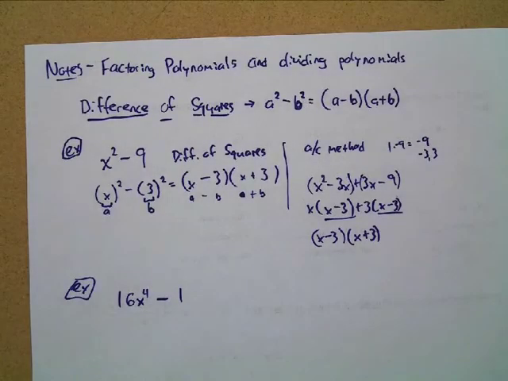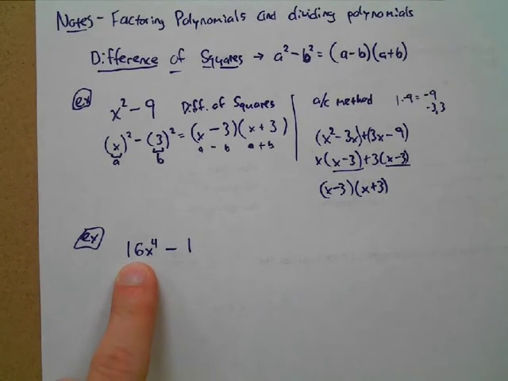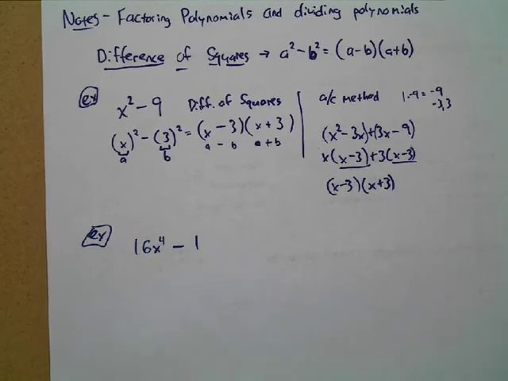Okie dokie. So let's look at this next one here. Is this a difference of squares? Well, let's at least look at the 1, right? Is 1 a perfect square? Yes, it is. 1 times 1 is 1. Is 16 a perfect square? It's 4 times 4, right? Is x to the 4th a perfect square? So the question we need to ask then is what times itself gives us x to the 4th? So what can we multiply times itself to give x to the 4th? X squared. X squared, yes.